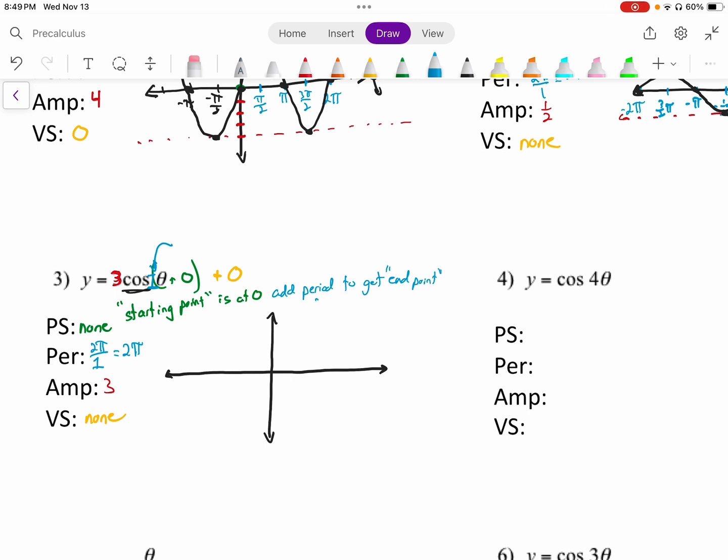So we have 0 plus the period, which was 2 pi. 0 plus 2 pi is 2 pi. So we put our ending point somewhere out here. We split that into 4 equal parts, and we can label those. We can go backward and label these. We know our amplitude is 3, so we're going to go up 3 and down 3. We'll draw some guidelines there. And there's no vertical shift, so we don't move up or down at all.